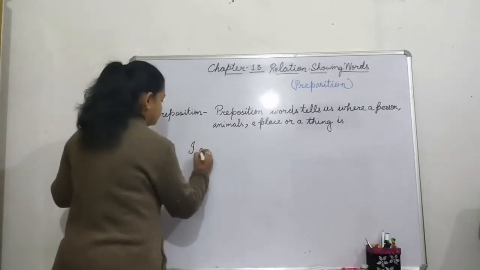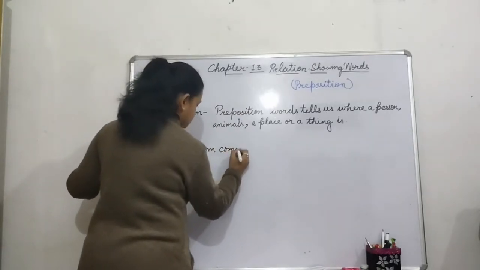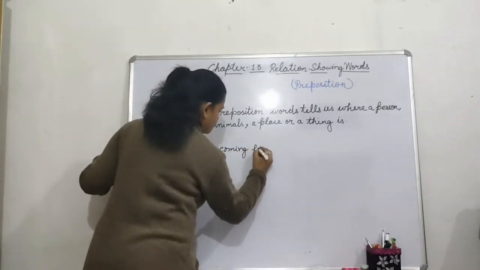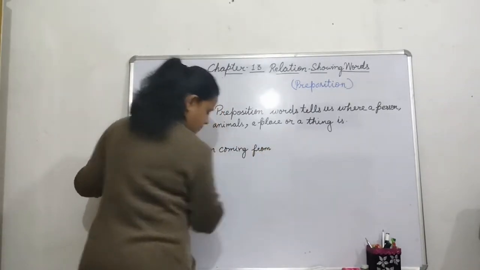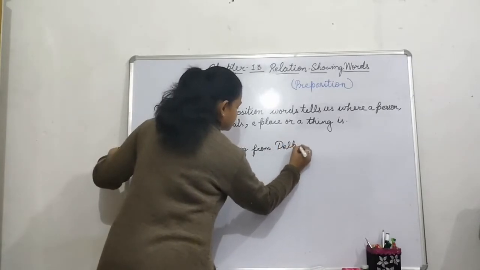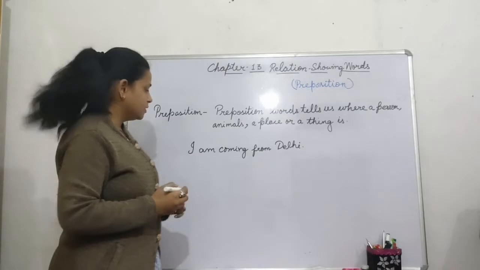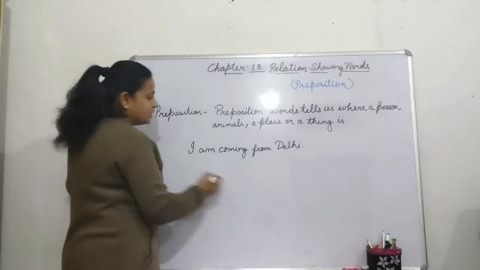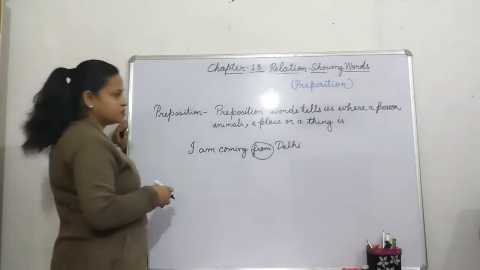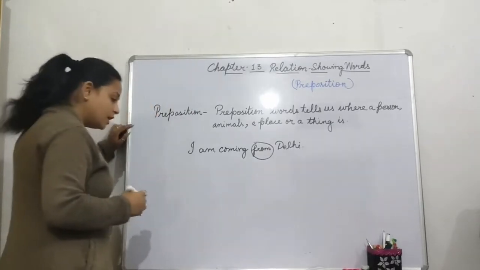So for example, I am coming from Delhi. So, dear children, in this sentence, from is a preposition. From is a preposition. Okay.